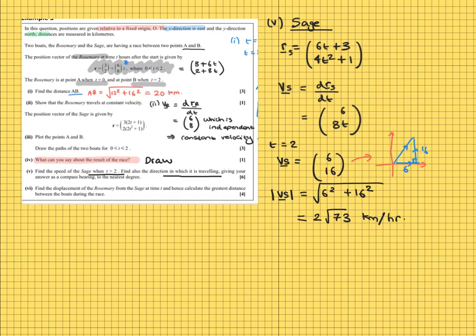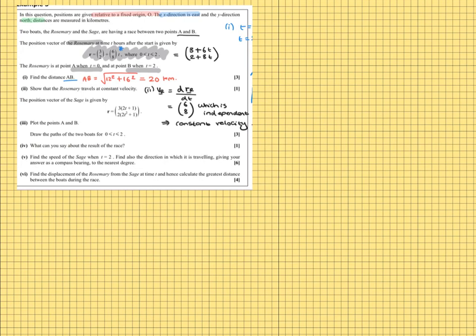Now to give us the bearing, we need this angle here, which I'll call theta, which is the same as this angle here using alternate angles. So the bearing is equal to theta, which is tan⁻¹(6/16). That gives us an angle of 20.556... Remember, it's a bearing, so it has to be three figures. To the nearest degree, that is 021 degrees.